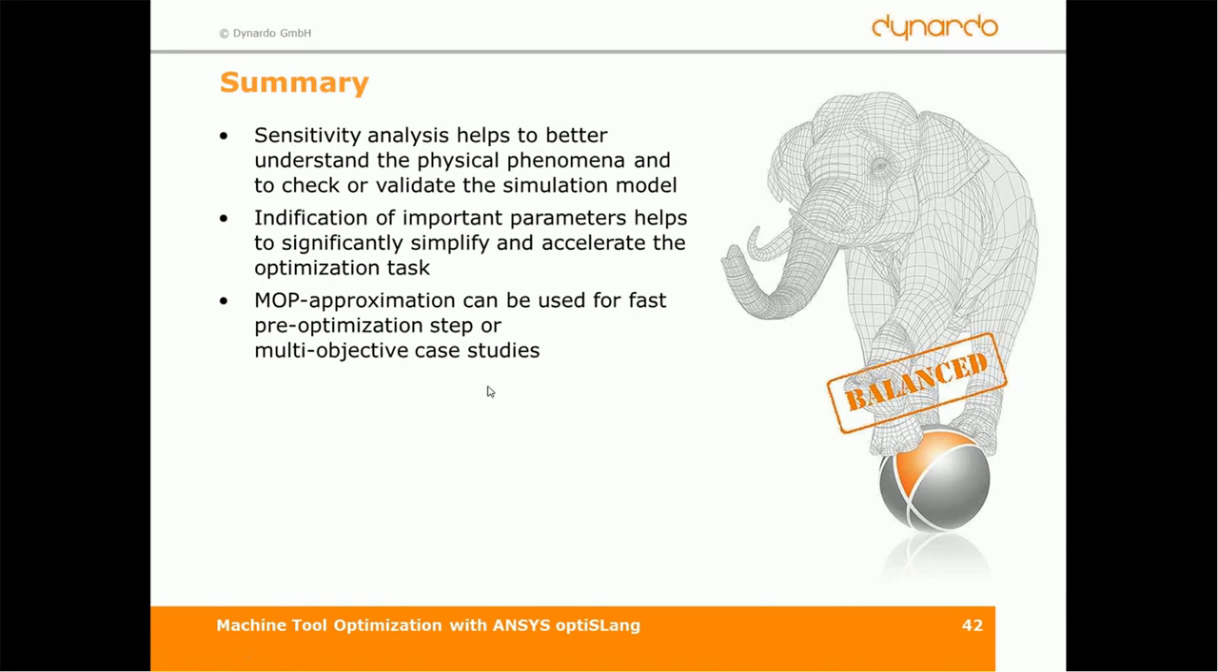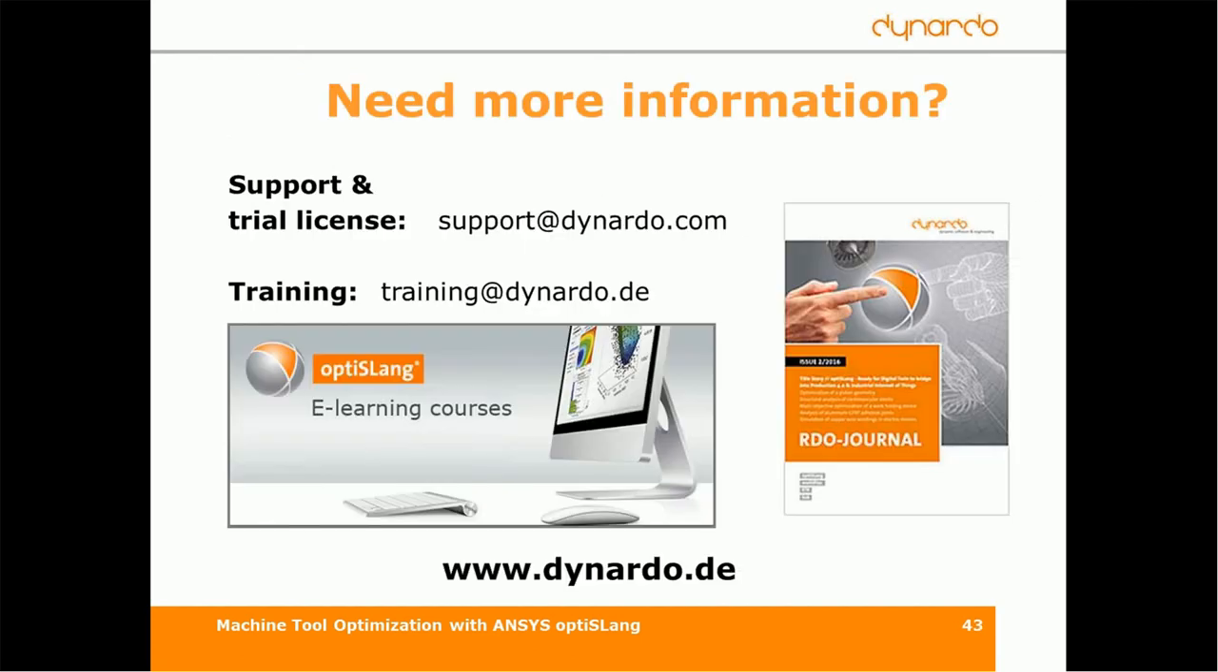So hopefully you could see by means of that example that we could quite efficiently use sensitivity analysis in order to investigate the influence between the input parameters and the responses. We could reuse the results of that, the Metamodel of optimal prognosis, for multi-objective optimization in order to understand what our possible compromises between the two objective functions are, and then we could efficiently perform a single objective optimization.